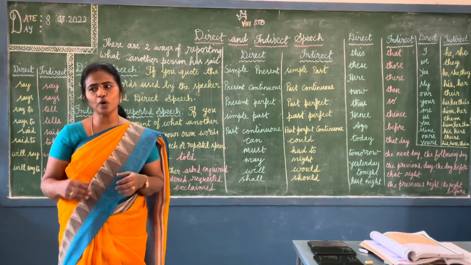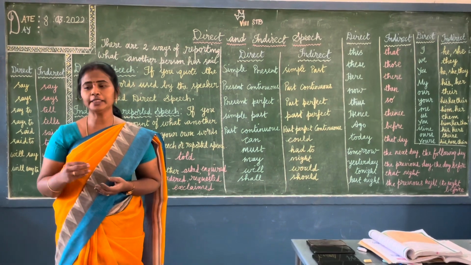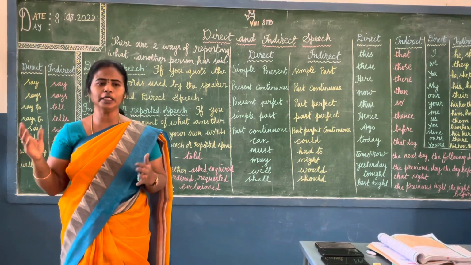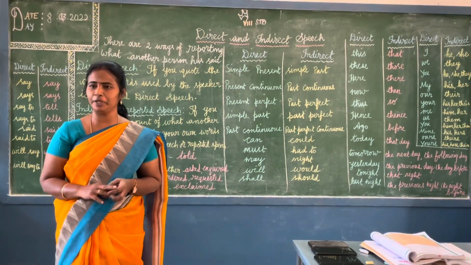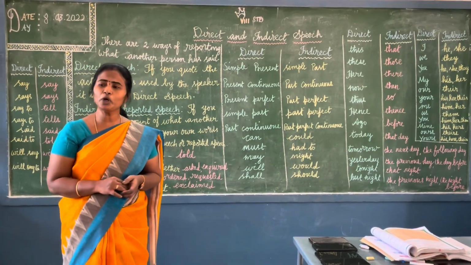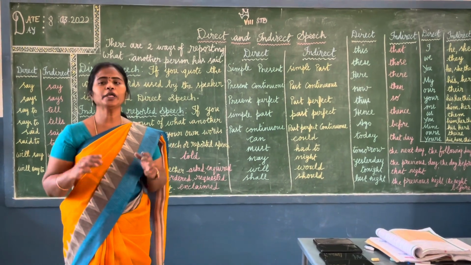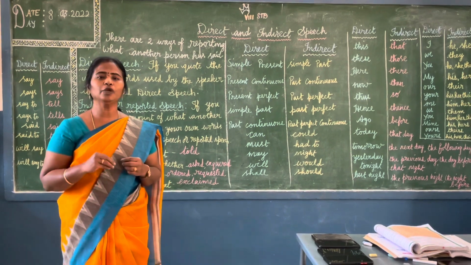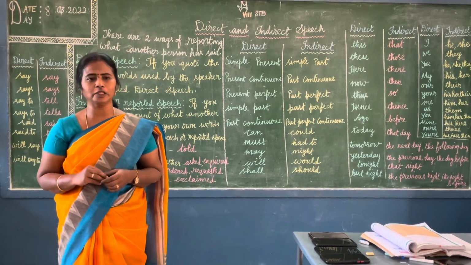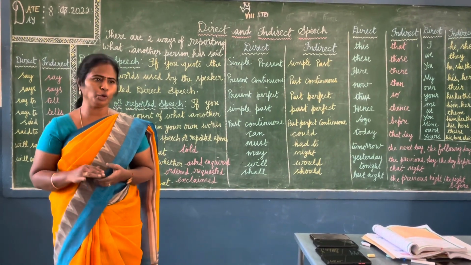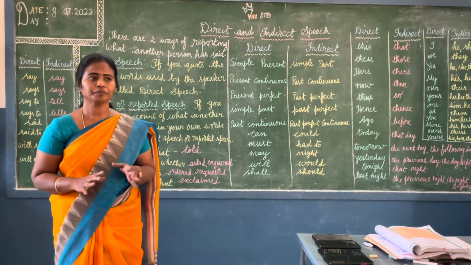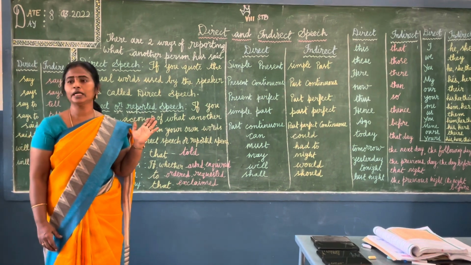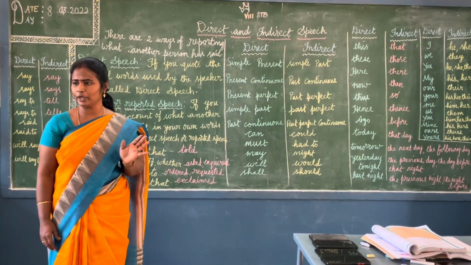Another one is you are changing everything, that is, you are telling what happened in your own words. That is called indirect speech, or another word is reported speech. So if you say the exact words of the speaker, that is direct speech, and if you are modifying in your own words, that is indirect speech or reported speech. While you are changing direct to indirect, you have to follow certain rules.